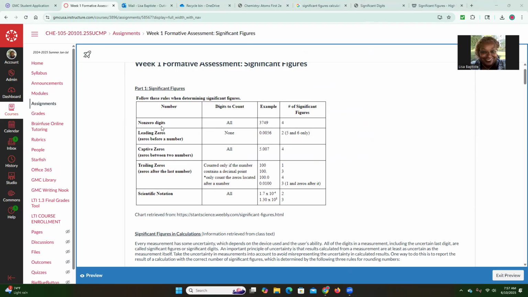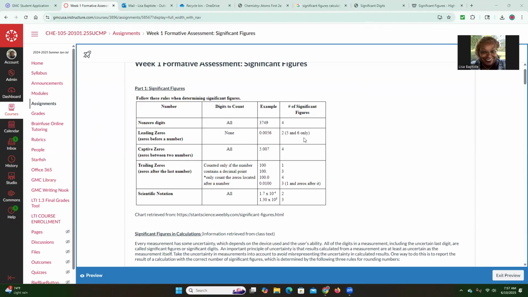So we have non-zero digits. If the number is not zero, like 3749, then all of those numbers are significant. Then we have leading zeros. These are zeros before a number, so 0.0056. All of these zeros are what we call placeholders. They are leading zeros that tell you the value of the number, but when we're doing calculations, they are not significant, so only the 5 and the 6.